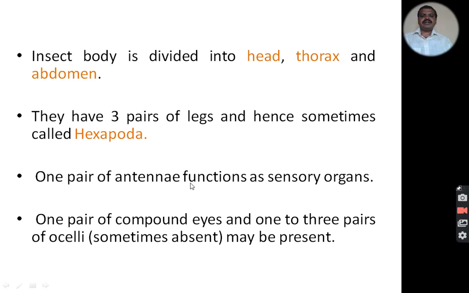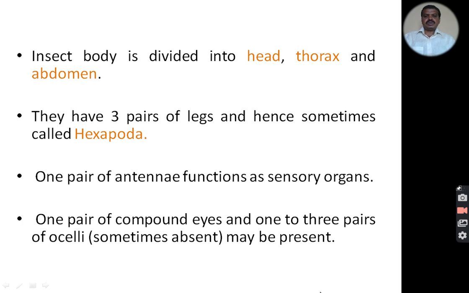One pair of antennae functions as sensory organs in the head. One pair of compound eyes and 1 to 3 pairs of simple eyes can also be seen in between the compound eyes, as we have discussed in the previous classes, while discussing the morphology of the eye in insects. So remember that class.